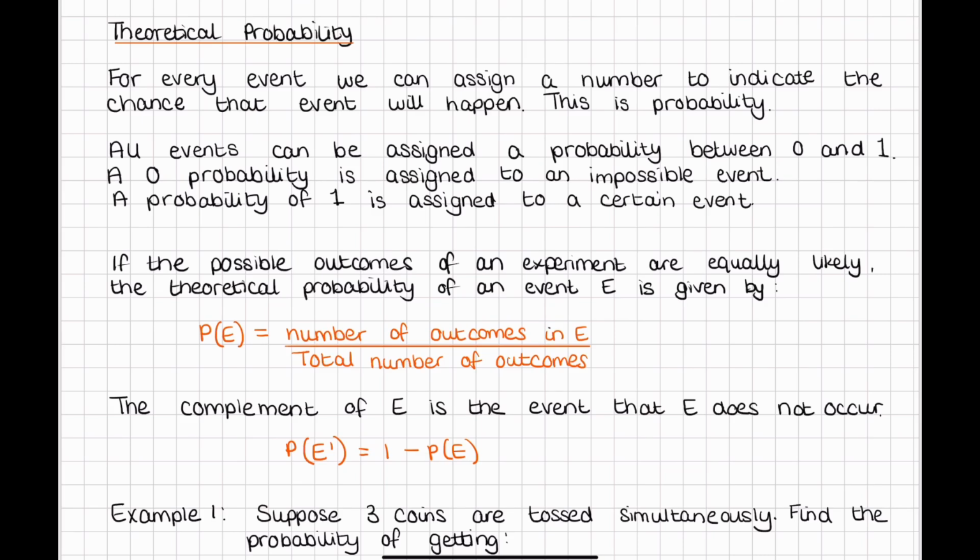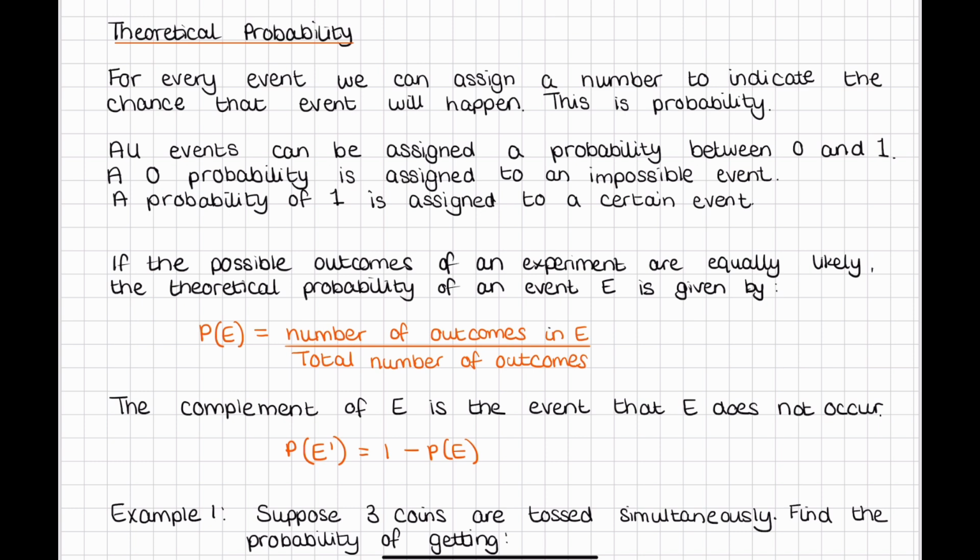This video is on theoretical probability. For every event we have, we can assign a number to indicate the chance that event will happen. This is what probability is. All events can be assigned a probability between 0 and 1. A 0 probability is assigned to an impossible event, and a probability of 1 is assigned to a certain event.